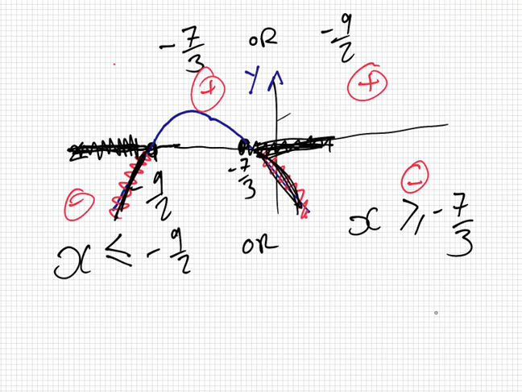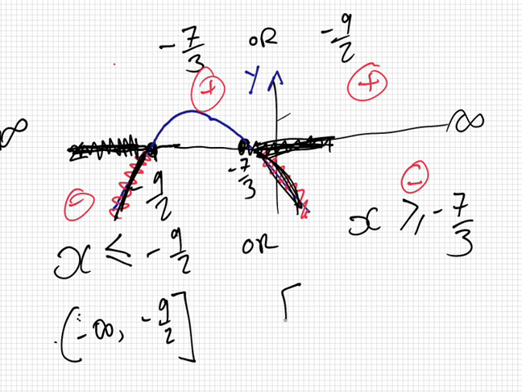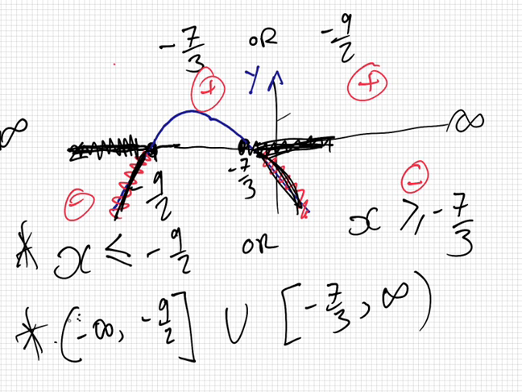But sometimes they want the answer as a set. This is all the numbers from minus infinity to minus 9 over 2. And then this is all the numbers from minus 7 over 3 to infinity. So either of those will do. You can give your answer like this, or give it like this. They mean the same thing.